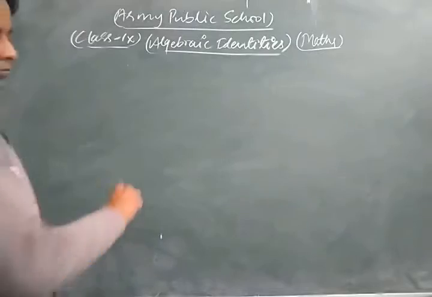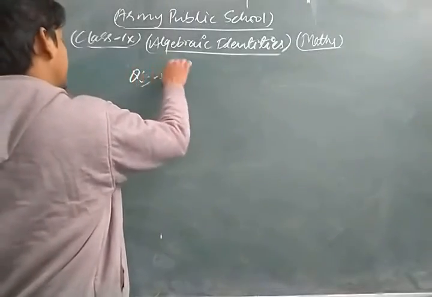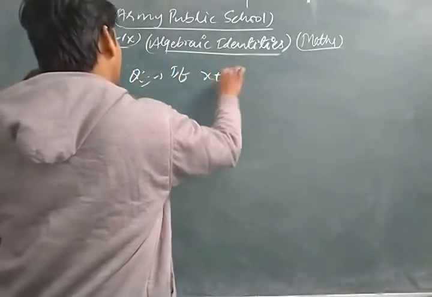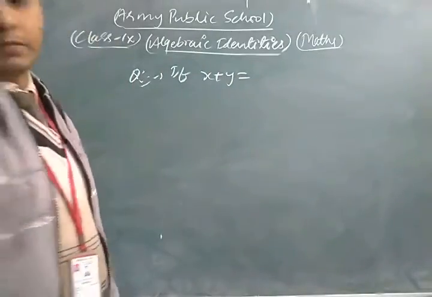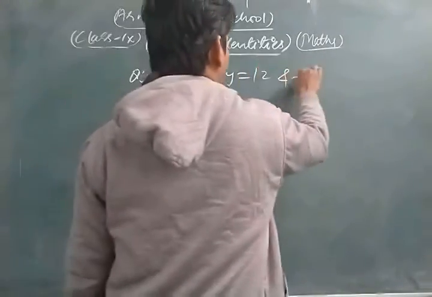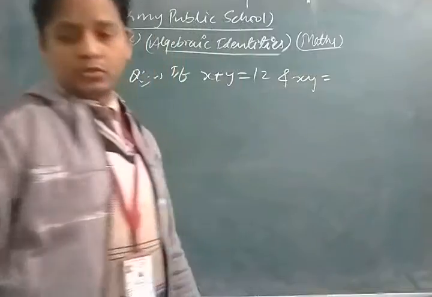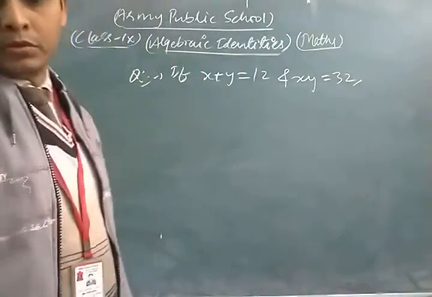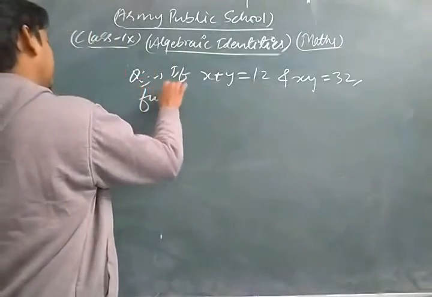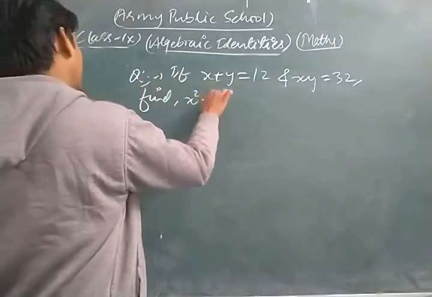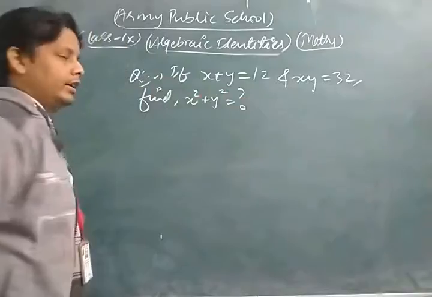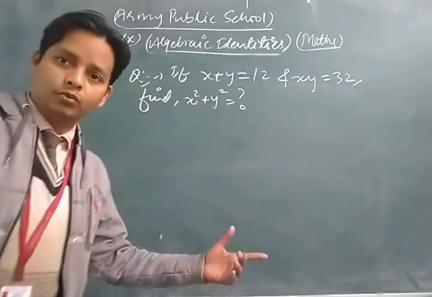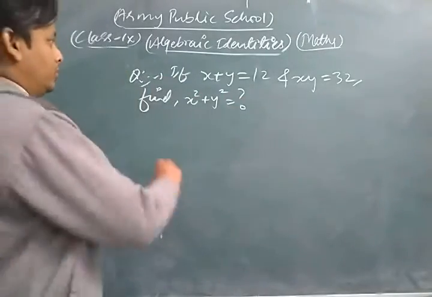Suppose that question is: if x plus y is equal to 12 and xy is equal to 32, find x square plus y square. Find the value of x square plus y square. Now what do I do for that? Now look.